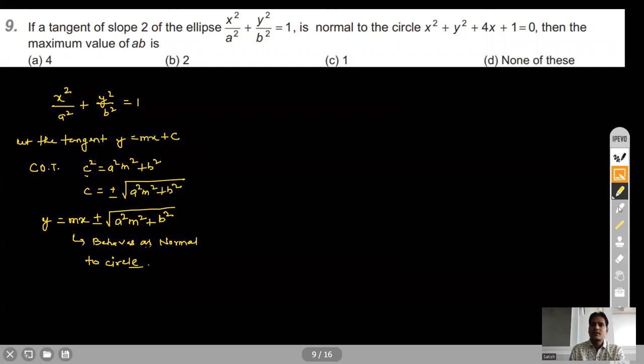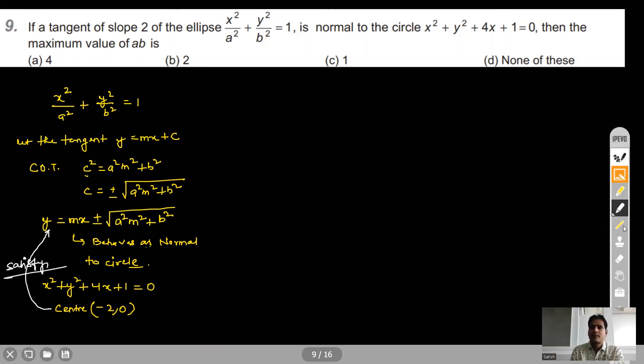Okay. Now, what is our circle? Circle is x square plus y square plus 4x plus 1 equal to 0. Now, what is the center of this circle? The center of this circle is minus 2 comma 0, because there is no term having y. So, center will be minus 2 comma 0. Now, this center must satisfy this equation, right?